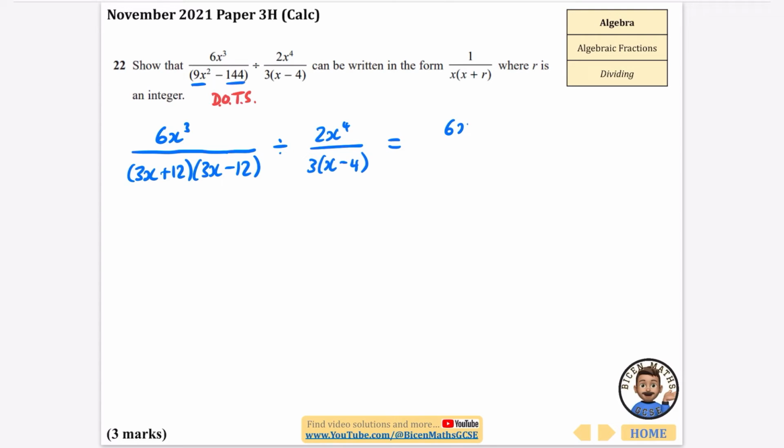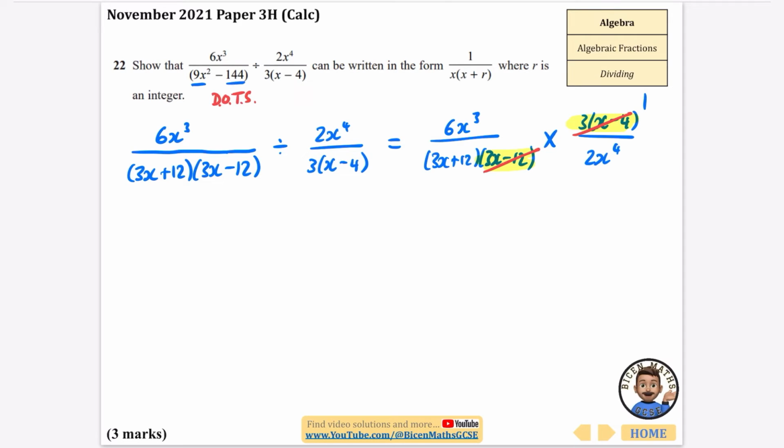So we're going to keep this one the same. You might notice something that's going to happen. Well done if you do. We're going to flip this one over, so it's 3 brackets x minus 4 divided by 2x to the power of 4, and then we've changed it from a divide to a multiply. Now I'm wondering if you can spot the fact that this thing is the same as this thing that we've got here, because this would give you 3x minus 12, this is also 3x minus 12, so I can cancel this with this, which leaves that with a 1.